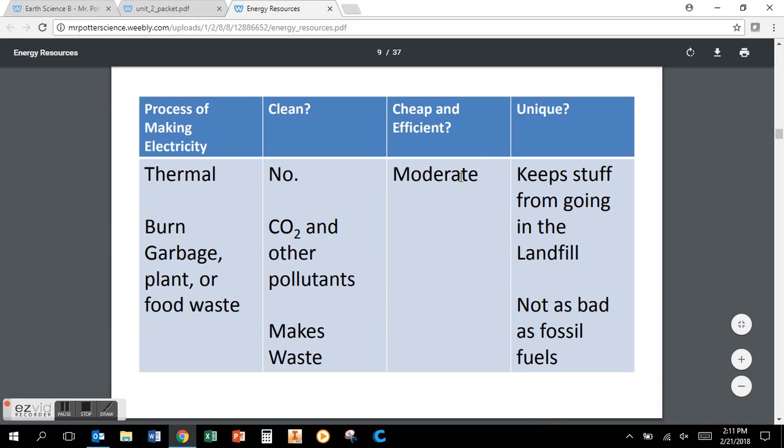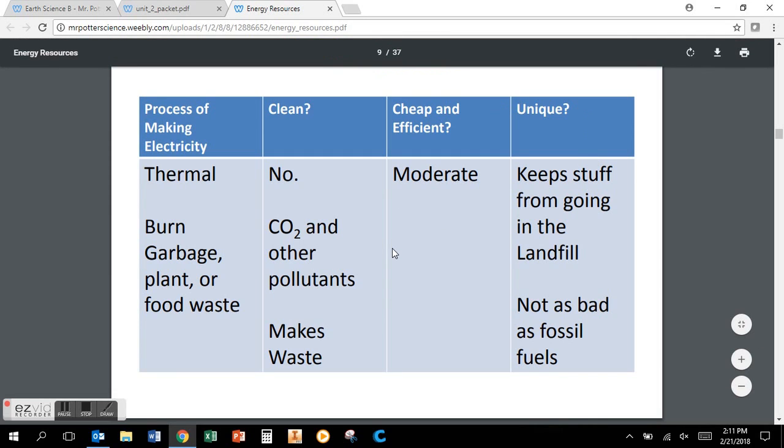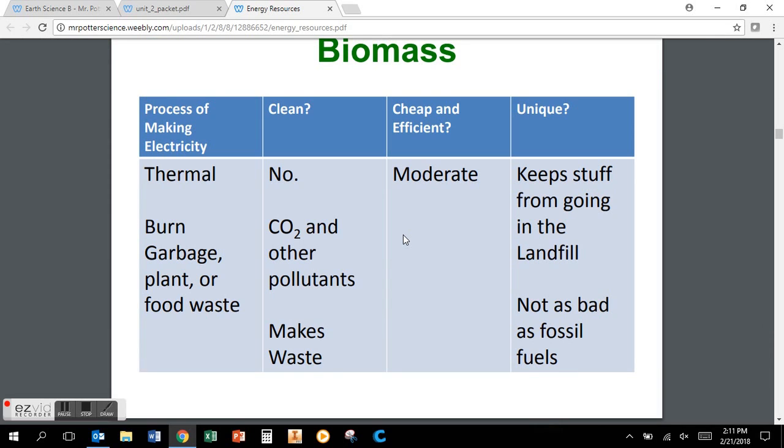What's unique about this one? If it makes pollution and it's not the cheapest, why would we do it? Well, it's taking stuff that was going to rot or be thrown away anyway. Instead of letting it rot and putting carbon dioxide back into the atmosphere on its own, we can burn it and generate electricity from it. One upside to biomass is that even though we're still burning something, it's carbon that was likely going to end up in the atmosphere in a relatively short time anyway.